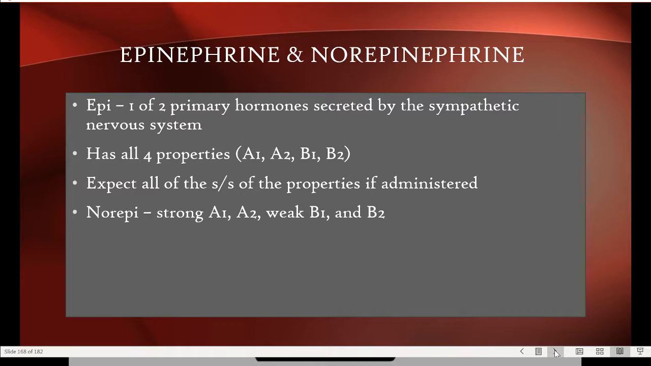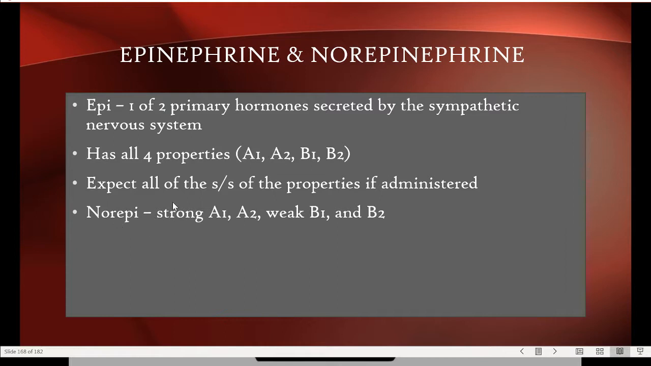Epi, one of 2 primary hormones secreted by the sympathetic nervous system. Epi has all 4 properties: alpha 1, alpha 2, beta 1, and beta 2. Expect all of the signs and symptoms of the properties if administered. So we just talked about those properties. So we're going to expect vasoconstriction, an increase in heart rate, an increase in blood pressure, and we should see smooth muscle dilation in the bronchioles.